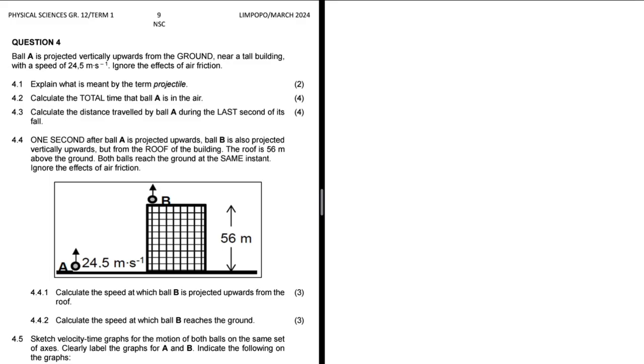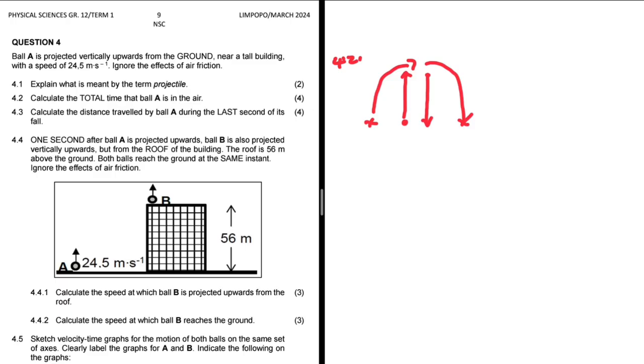So let's take a look at 4.2. Let's say we have an object that is projected, reaches some maximum height, and then goes down to strike the ground. The time taken to go from where it is projected to maximum height is the same time taken to go from maximum height back to where it was projected. So that gives us one way to answer the question.